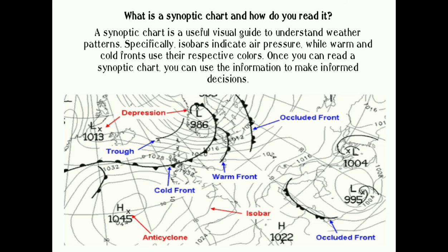What is a synoptic chart and how do you read it? A synoptic chart is a useful visual guide to understand weather patterns. Specifically, isobars indicate air pressure, while warm and cold fronts use their respective colors. Once you can read a synoptic chart, you can use the information to make informed decisions. So now we will be going to understand how to read a weather chart.